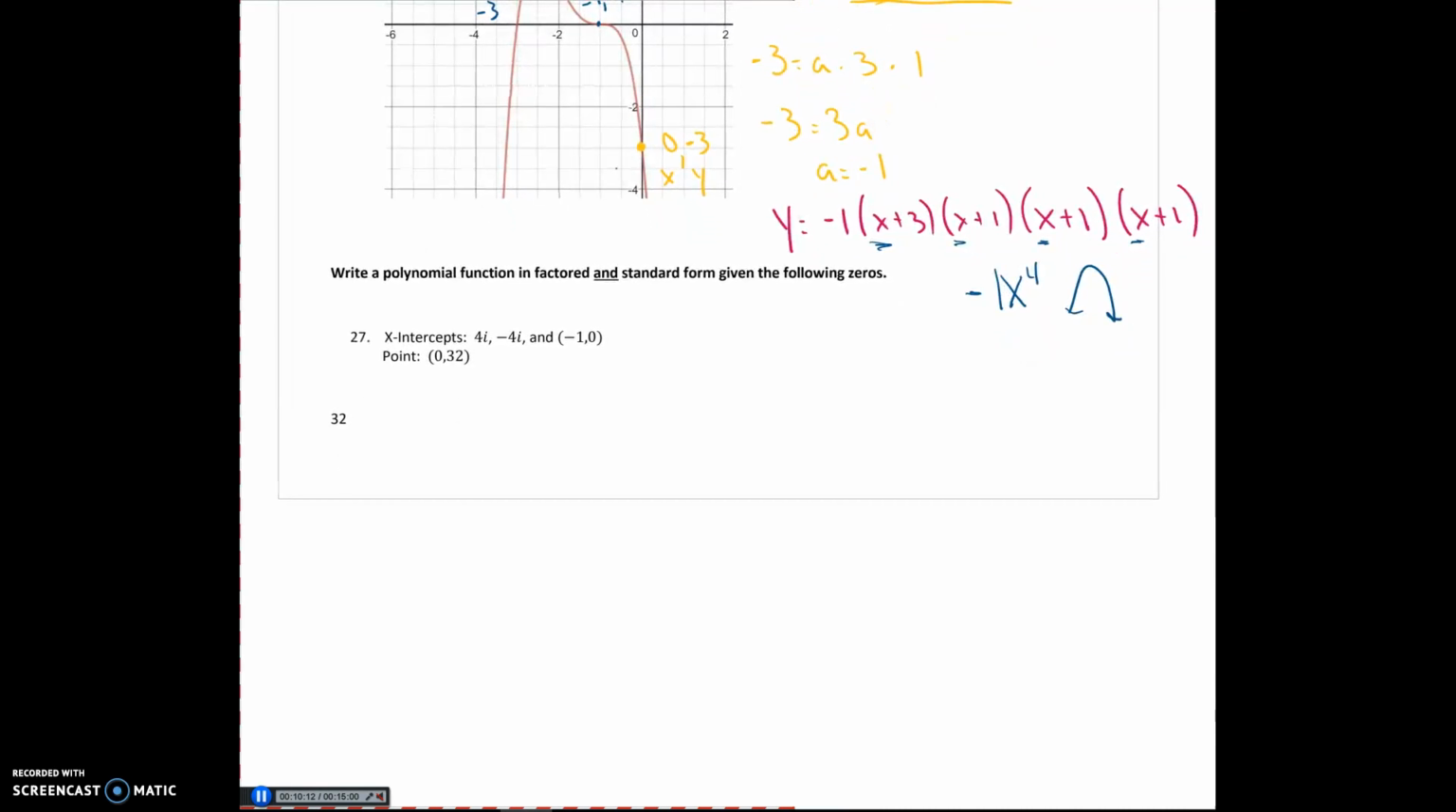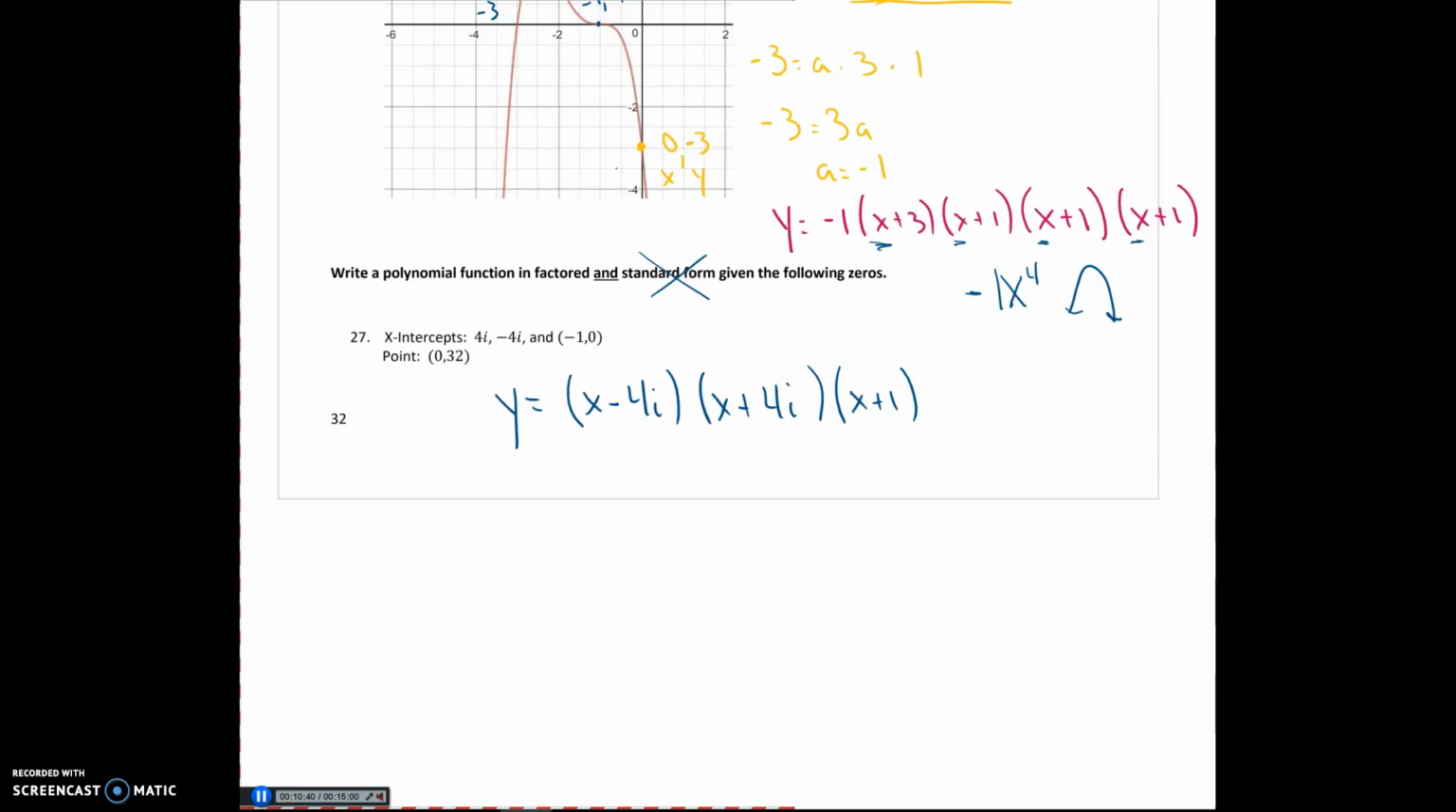Last one. This time I'm going to write in factored form and standard form. We're not going to worry about the standard form. We're just going to go for factored form. So starting it, this time I'm giving you the zeros, the x-intercepts. Instead of with this 4, it's just going to be x minus 4i. With the negative 4i, it's going to be x plus 4i. We're doing just what we did at the top, but we just got i's in there. And then for the -1, it's going to be x plus 1.